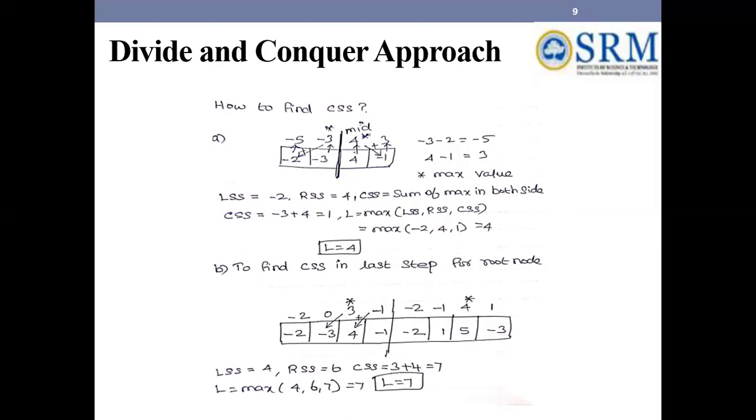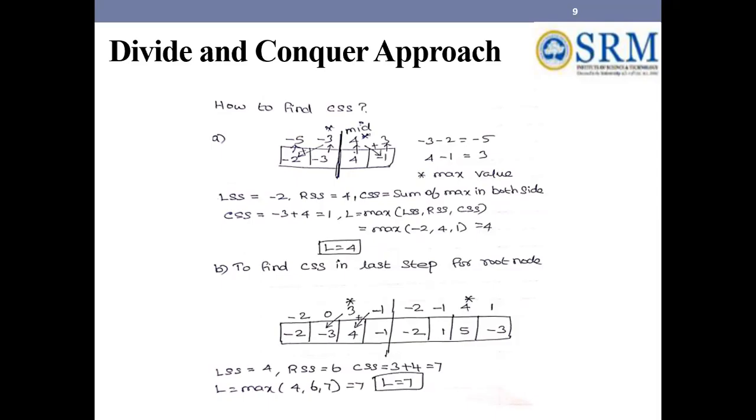Before the mid, immediately we have -3, right, as it is in the top. Again, -3 is added with -2, that is -5 is the answer. Here the 4 is right as it is. 4 minus 3, minus 1 is 3. So -3 is the largest in the left side. 4 is the largest in the right side. So add these two values, 4 minus 3, 1. That is the CSS value.